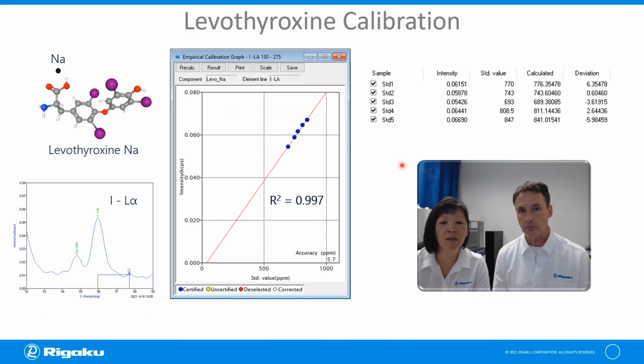So here's an example of using the iodine L-alpha line and creating the calibration curve, and you can see this really good correlation here. If you're interested in seeing how we did this, please come to our workshop at 2:30, where we can create a calibration curve, which is very straightforward and simple to use.